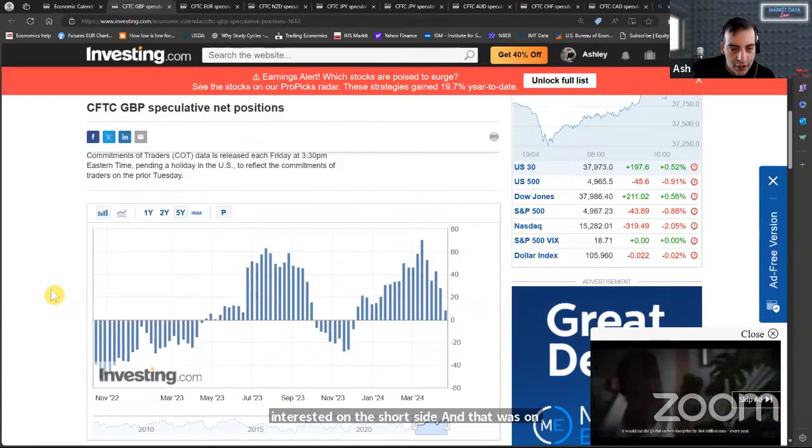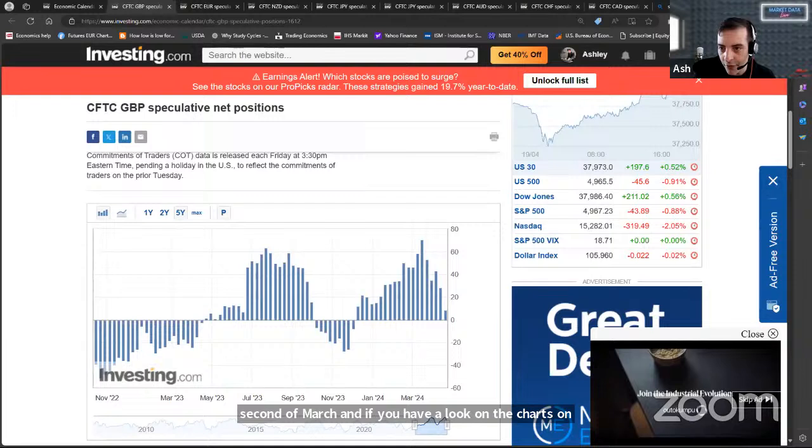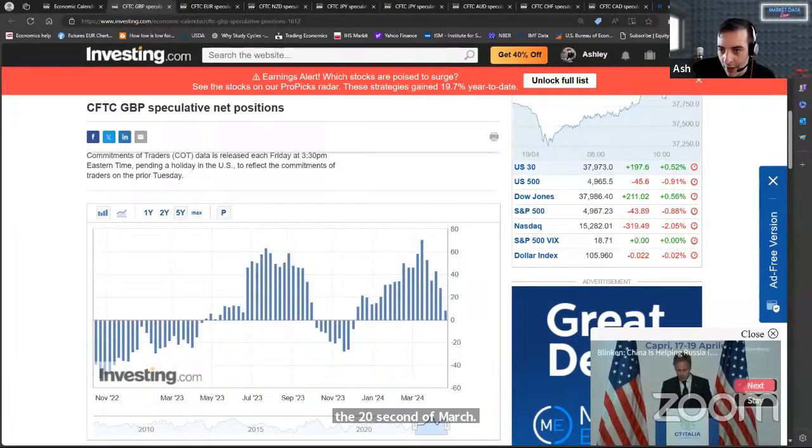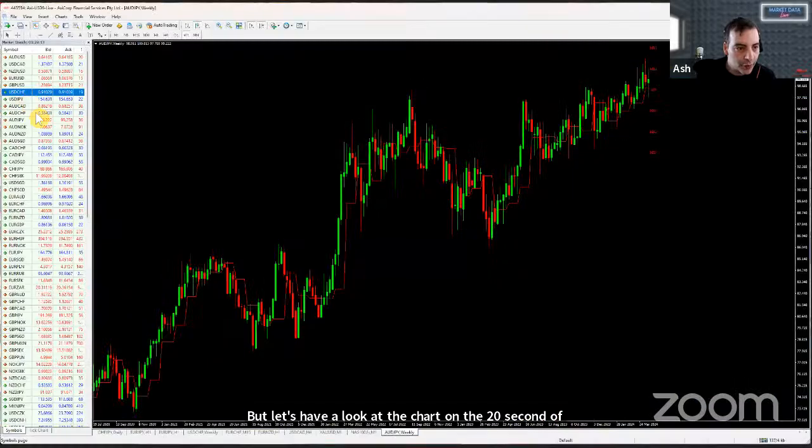And if you have a look on the charts on the 22nd of March, now, if there are any questions on this, just fire them in. But let's have a look at the chart on the 22nd of March for the pound.